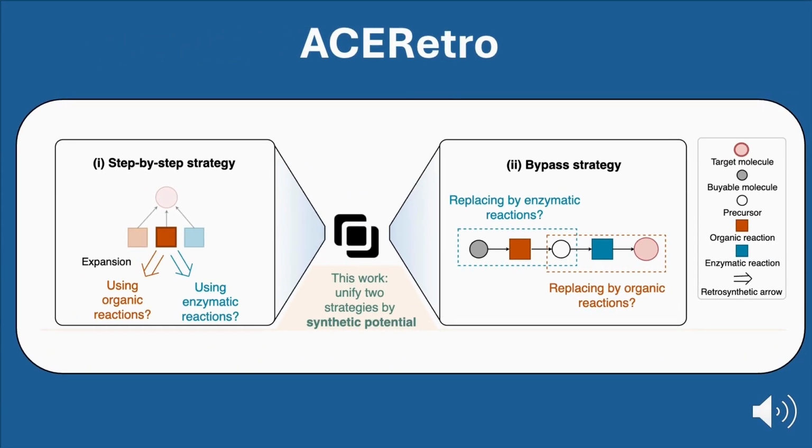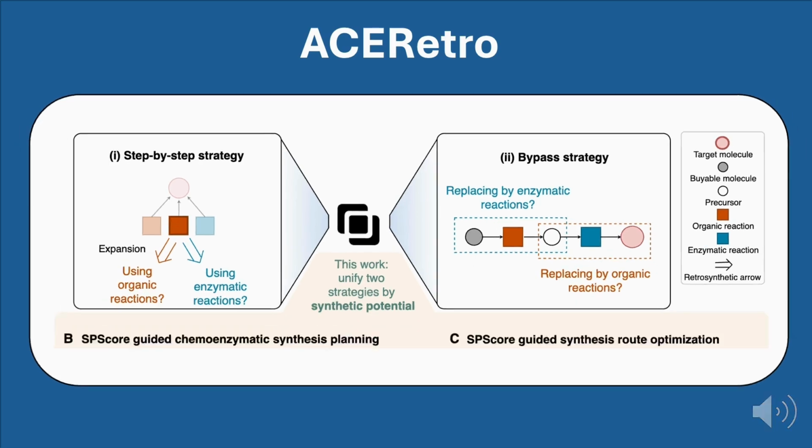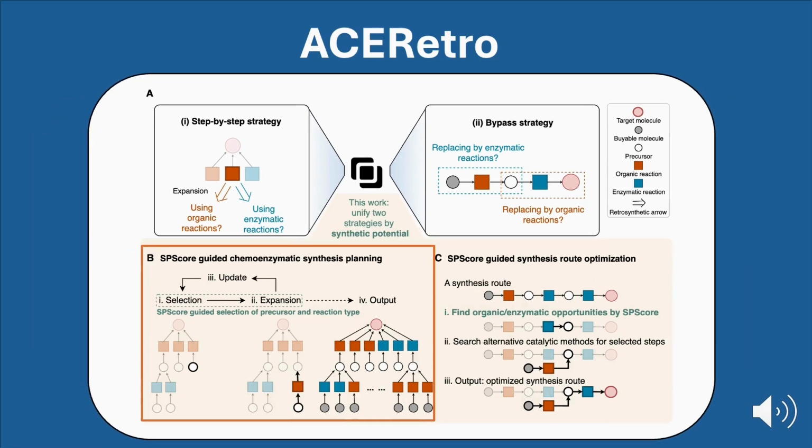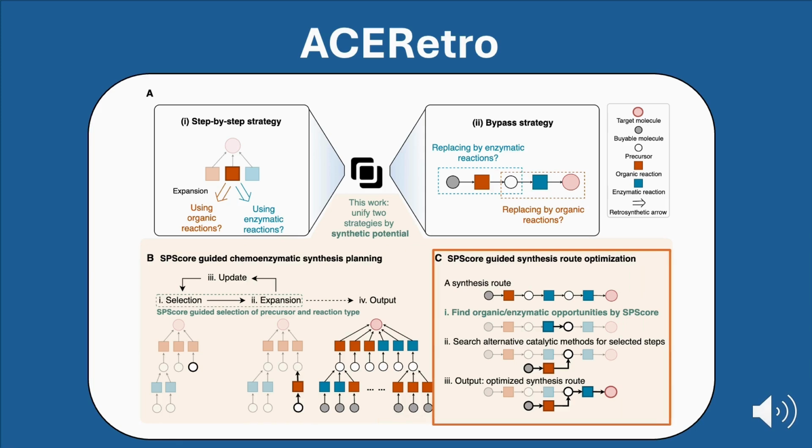Apart from that, in ACERetro, we propose using molecule synthetic potential to unify these two strategies. The synthetic potential evaluates which type of reaction is more suitable and promising for a molecule with the SPScore. Specifically, SPScore can guide the selection of precursor and reaction type in the step-by-step strategy, as shown in the red square. Additionally, it can also be used to heuristically find organic and enzymatic opportunities in synthetic routes.